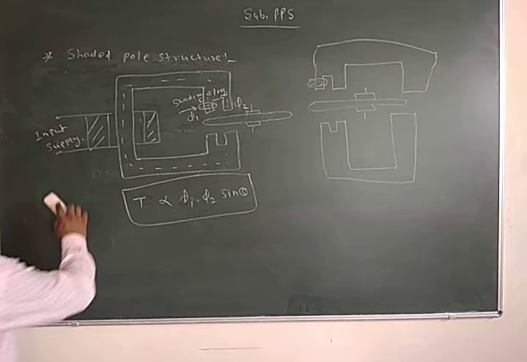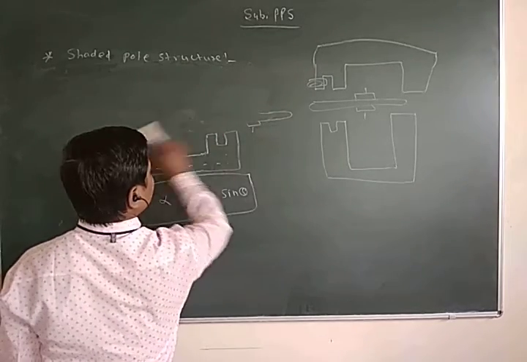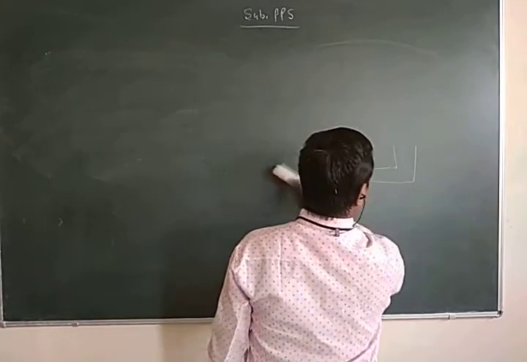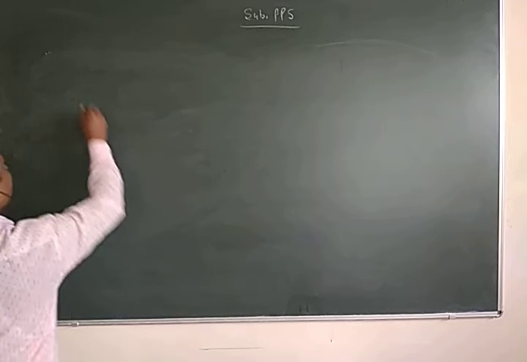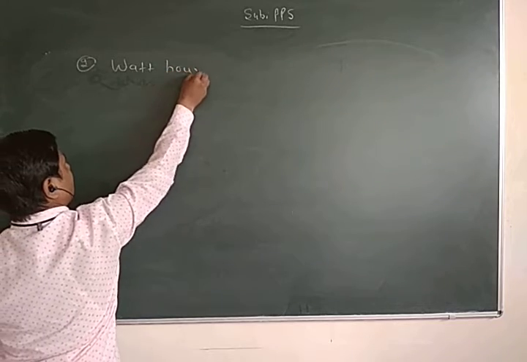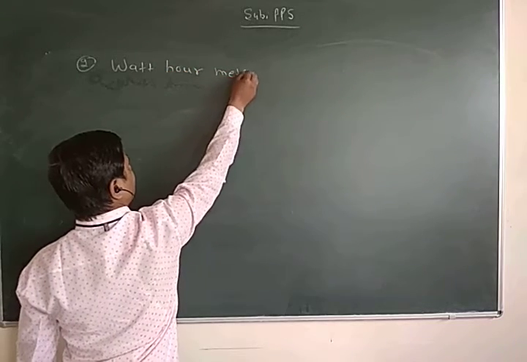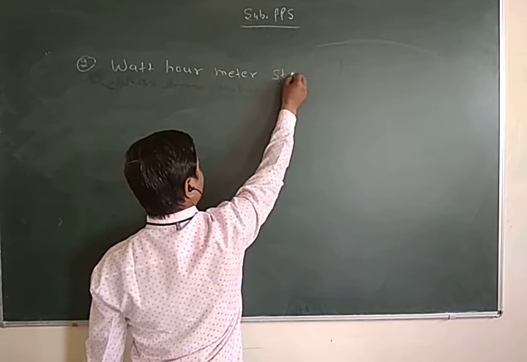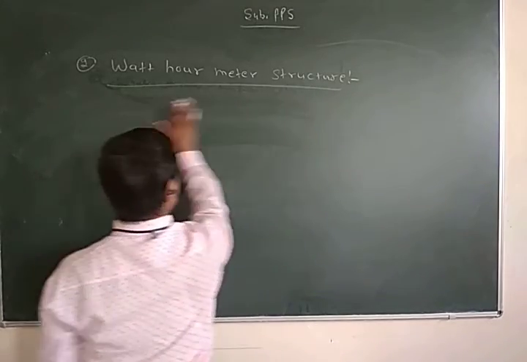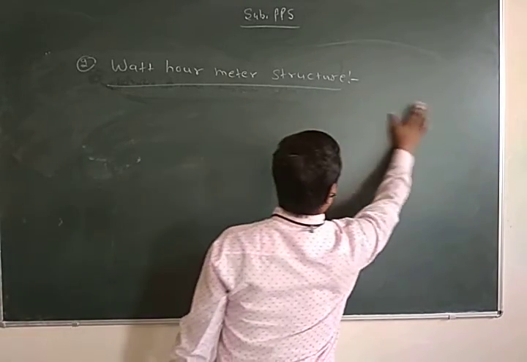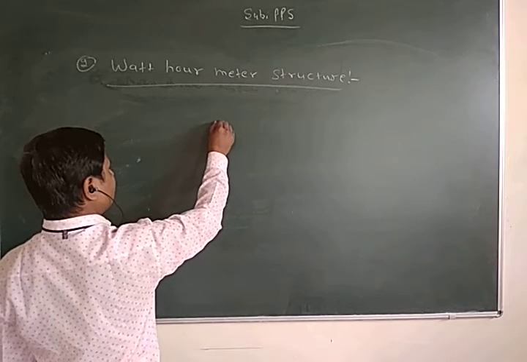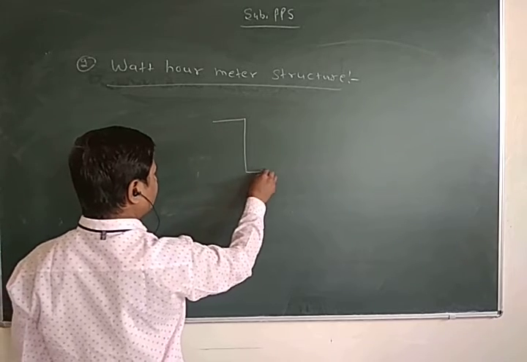Now the next structure is the watt-hour meter structure. In this type of structure, we use two cores. One is E type and second is U type.